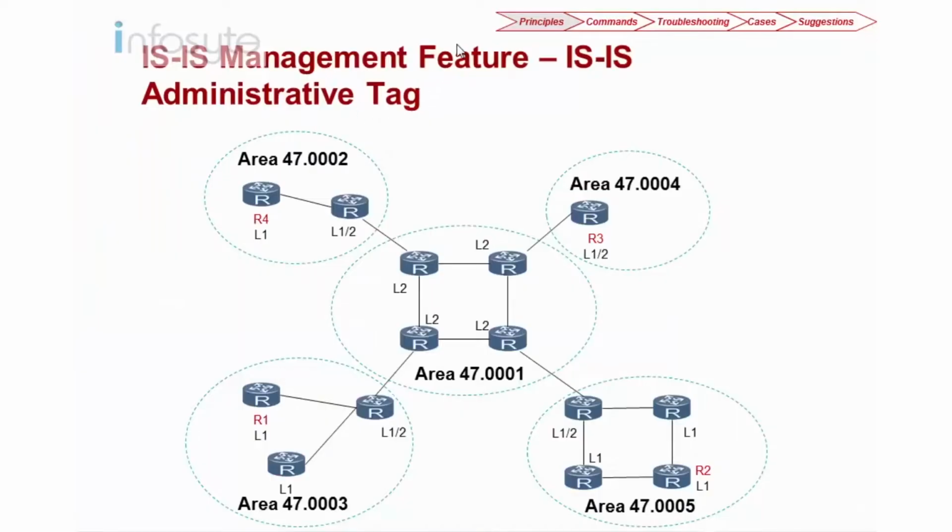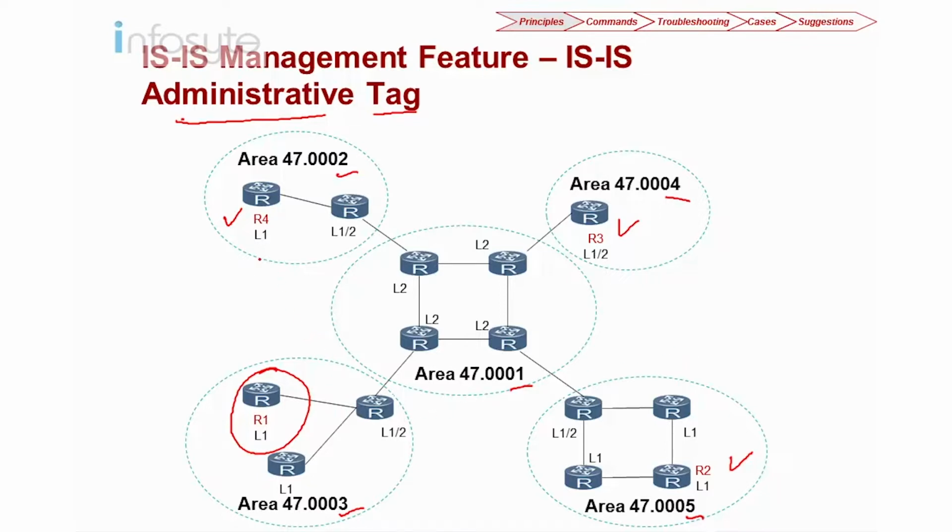Now to control ISIS on the different areas, we can use what we call the administrative tag. So this is a tagging method. In this example, I have 5 areas: area number 1, 2, 3, 4, and 5. I have a router R1 here that requires the R4 L1, R3 L1, and R2 L1. These are the information I want. The rest of this information I do not want to advertise to R1. So R1 does not want to receive anything other than these 3 routers.